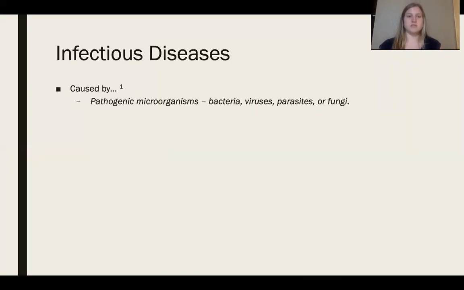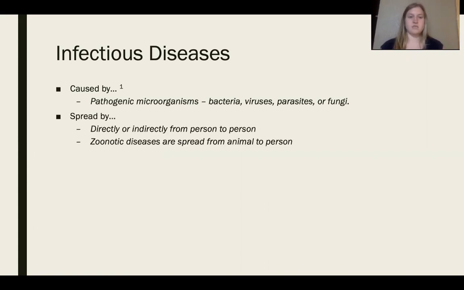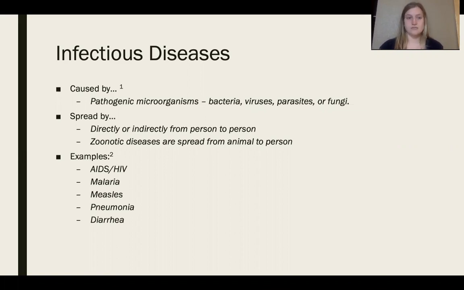So infectious diseases are caused by pathogenic microorganisms such as bacteria, viruses, parasites, or even fungi. They typically are spread through direct or indirect contact from person to person, but they can also be transferred from animals. That's the zoonotic diseases, spreading from animal to person. Some examples of this would be AIDS, HIV, malaria, pneumonia, or even diarrhea is classified as an infectious disease.